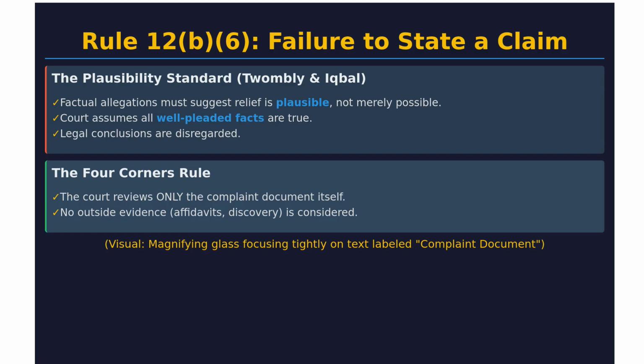Furthermore, the court operates under the strict four corners rule. This means the judge may only examine the document itself, the complaint, and any documents necessarily attached to or incorporated by reference within that complaint. No outside evidence, like affidavits or deposition excerpts, is permitted at this stage. If the complaint fails this plausibility test, it is dismissed.